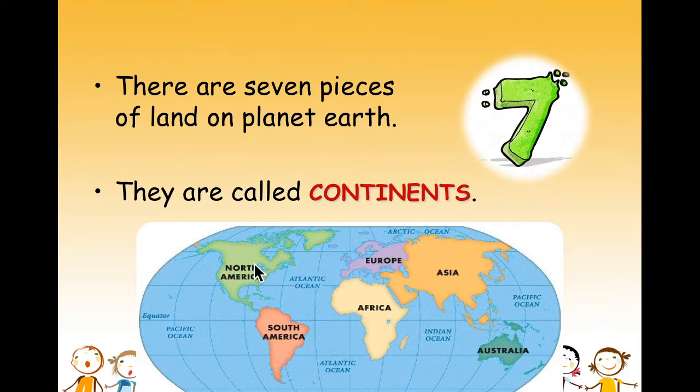What do we call these large pieces of land? Continents. We have North America, South America, Africa, Europe, Asia, Australia, and Antarctica. These are 7 big pieces of land, and we call them continents.